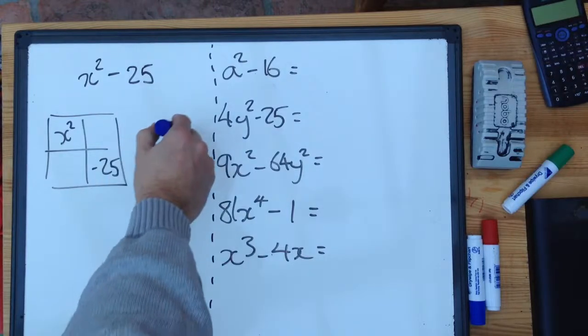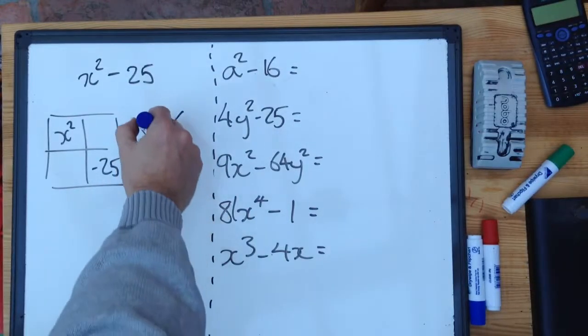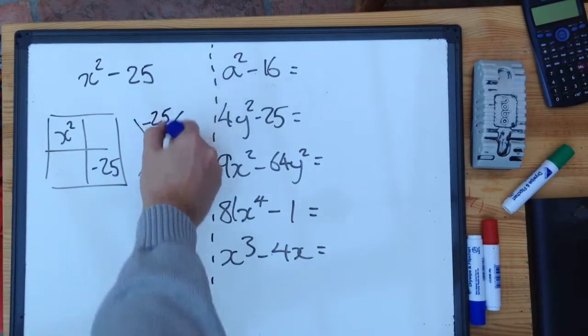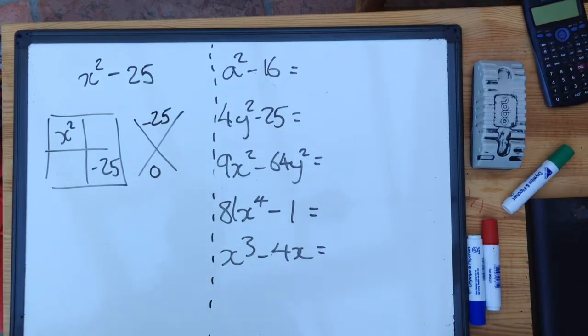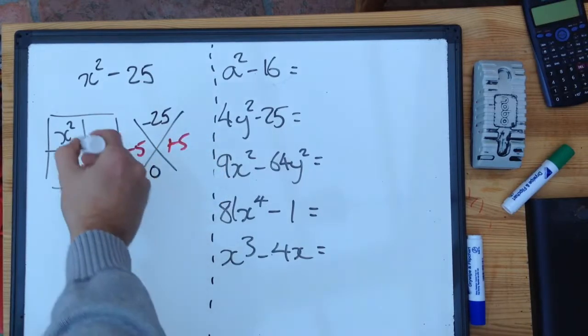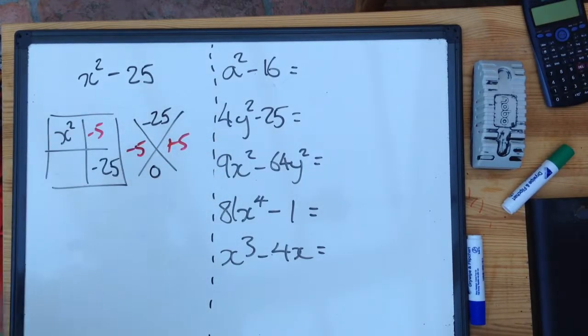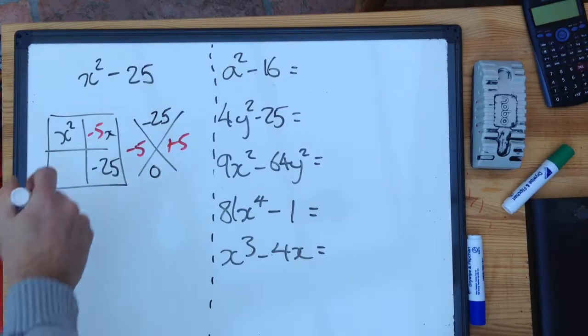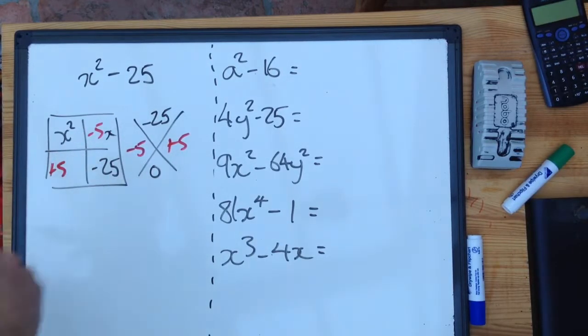x's in the middle. So what we're looking for are two numbers that multiply to give minus 25, but add to give 0. Now, the two numbers we're looking for are minus 5 and plus 5. So putting that into our little thing over here, we have minus 5x plus 5x in our brackets here.